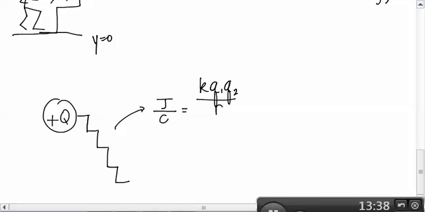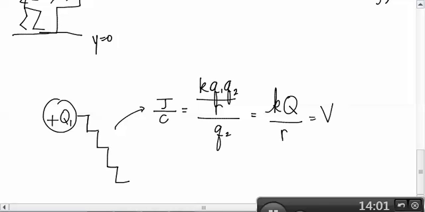Joules divided by coulomb, what's that going to be? A coulomb is a measure of charge. So maybe if this is Q1 and I'm going to stick a Q2 on there, then we'll have k Q over r. That is the electric potential. Okay, so this is our electric potential.